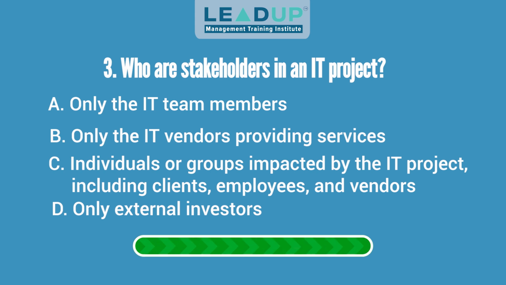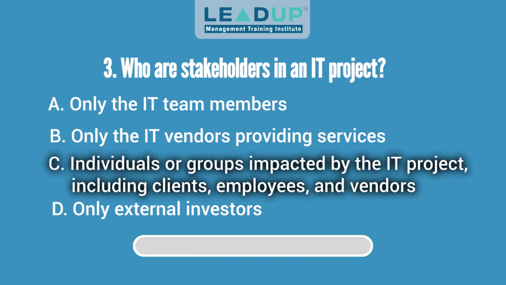Question 3. Who are stakeholders in an IT project? A. Only the IT team members. B. Only the IT vendors providing services. C. Individuals or groups impacted by the IT project, including clients, employees, and vendors. And D. Only external investors. Answer C. Individuals or groups impacted by the IT project, including clients, employees, and vendors.